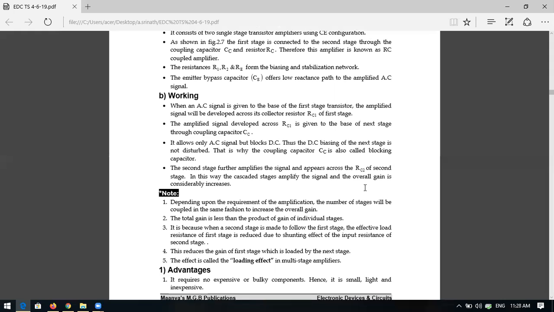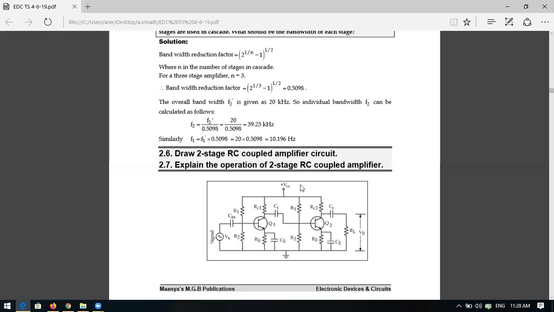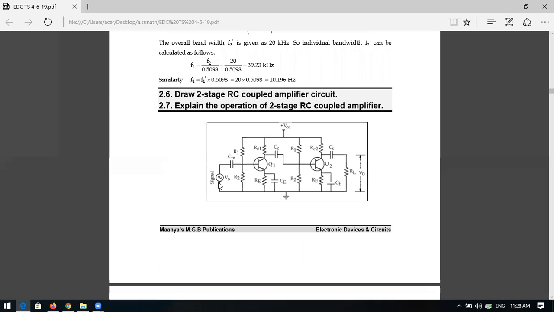What is the general characteristic of a capacitor? It will allow AC, it will block the DC, correct or not? Yes sir, it will block the DC and it will allow the AC. That is the reason, whatever signal you are given is the AC signal. If anything is added, that is noise. If the noise is added, then what will happen? This coupling capacitor will block the DC signal.